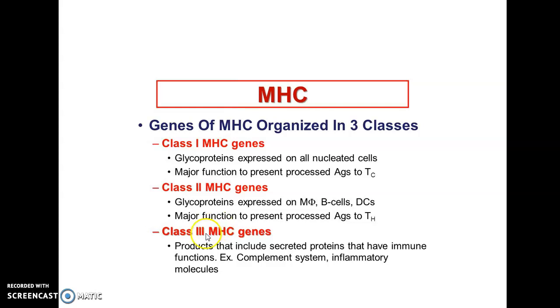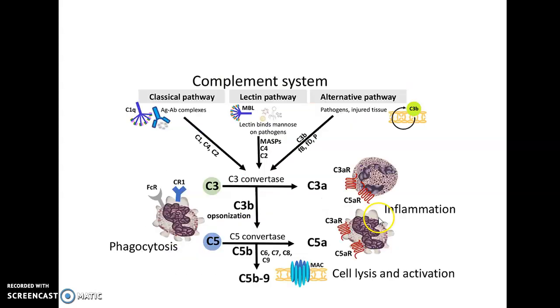Then there are class 3 MHC. Class 3 MHC genes are involved in the complement system. They are of different kinds: the classical pathway, lectin pathway, and alternative pathway, which lead to cell lysis and activation. It involves a cascade of events which leads to cellular destruction and activation of the immune system. So it is the complement pathway.